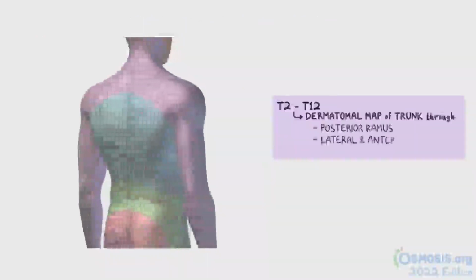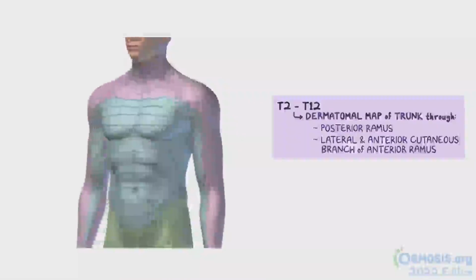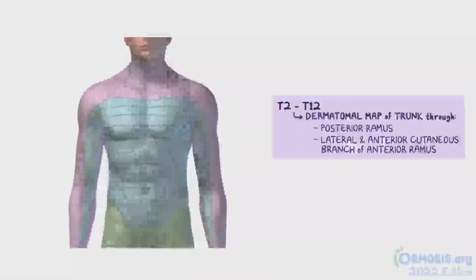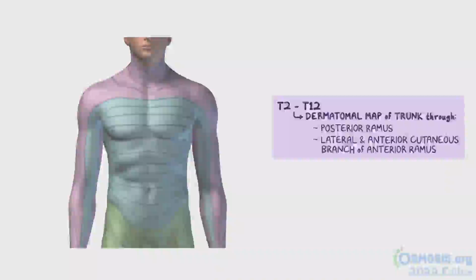Most thoracic spinal nerves, specifically T2 through T12, give rise to the dermatomal map of the trunk through their posterior ramus and the lateral and anterior cutaneous branches of its anterior ramus. This dermatomal map extends from the posterior median line to the anterior median line, and it represents the area of skin supplied by the spinal nerves. Exact dermatomal distributions may vary depending on the source, however they are generally agreed upon with certain dermatomes acting as key landmarks. For example, dermatome T4 includes the nipple and T10 includes the umbilicus.